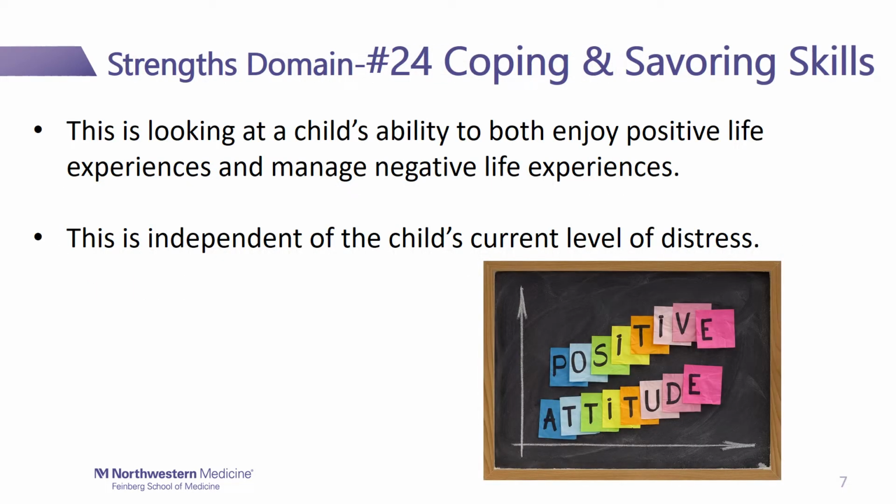Item number 24, coping and savoring skills. This is looking at a child's ability to enjoy both positive life experiences and manage negative life experiences. This is independent of the child's current level of distress. A 0 is an exceptional psychological strength. Both coping and savoring skills are well developed. A 1 is good psychological strengths. The child has solid coping or savoring skills.